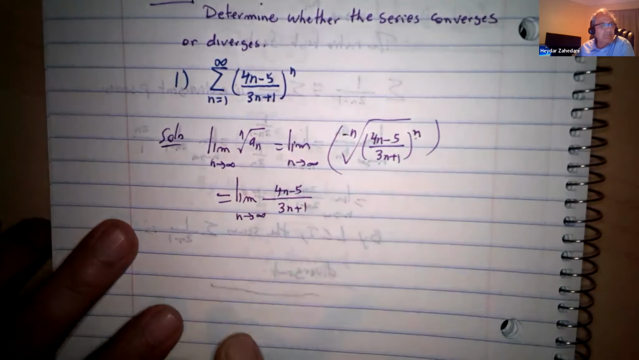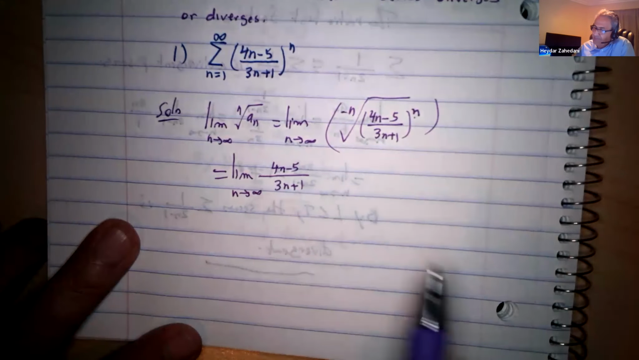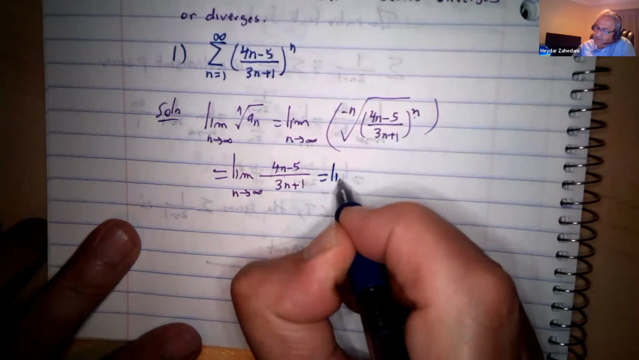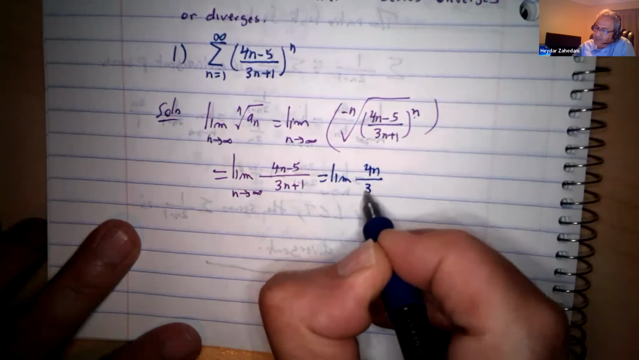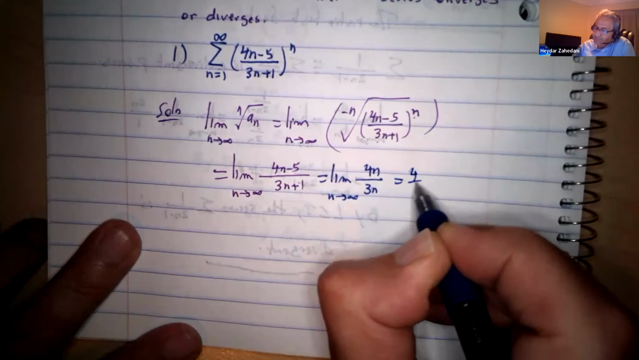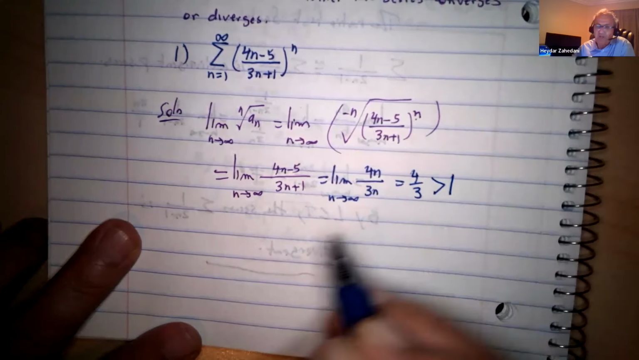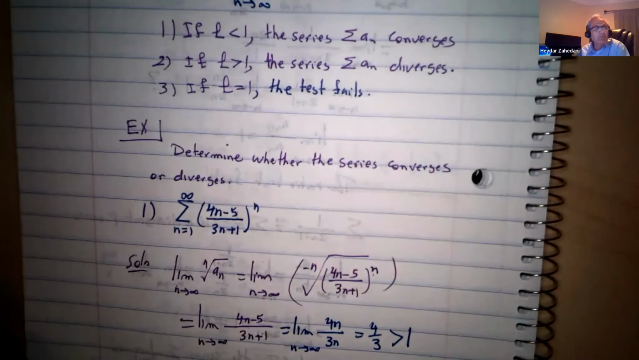In a rational sequence, where the powers are the same, you just take the leading terms. It's going to be the limit of 4n over 3n, n goes to infinity. That gives you 4/3. 4/3 is bigger than 1. By the nth root test, or the root test, the series diverges. That's it.